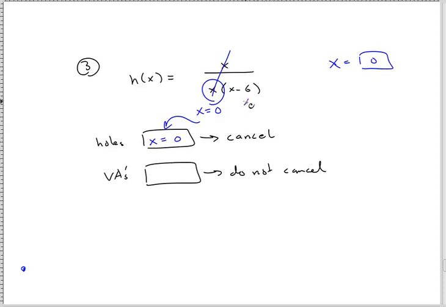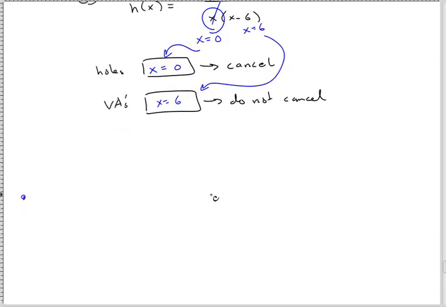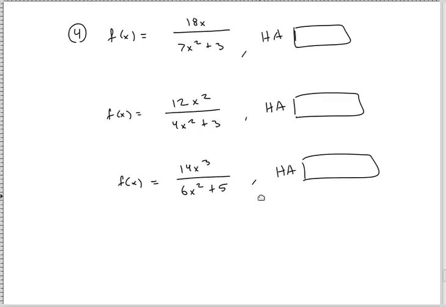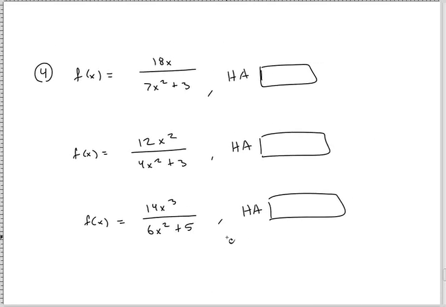This one's super easy here, x equals 6. That was not going to cancel. So then you just put it right here, and there's your answer. I think the math side's very simple. It's just what cancels, it's a hole. What doesn't cancel, vertical asymptote. Keep going. Number 4. So now they're asking for horizontal asymptotes.